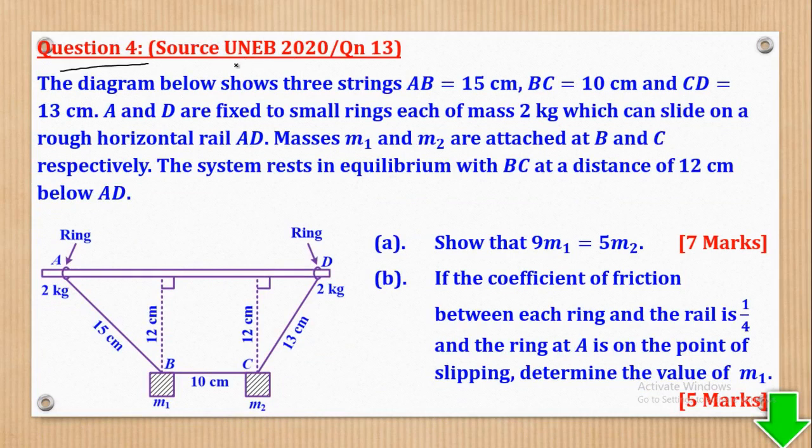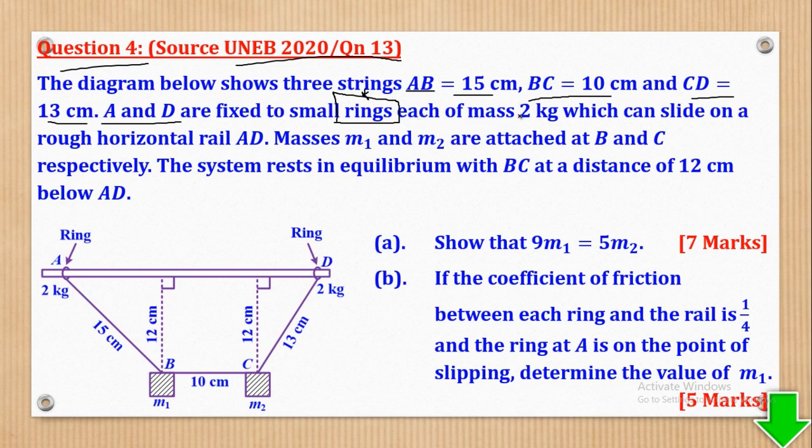Question 4 came from UNEB 2020, that is last year, of paper 2, question 13, and says the diagram below shows 3 strings AB, which is 15 centimeters, BC, which is 10 centimeters, and CD, which is 13 centimeters. A and D are fixed to small rings. Note this word, each time you see this word ring, just know care needs to be taken.